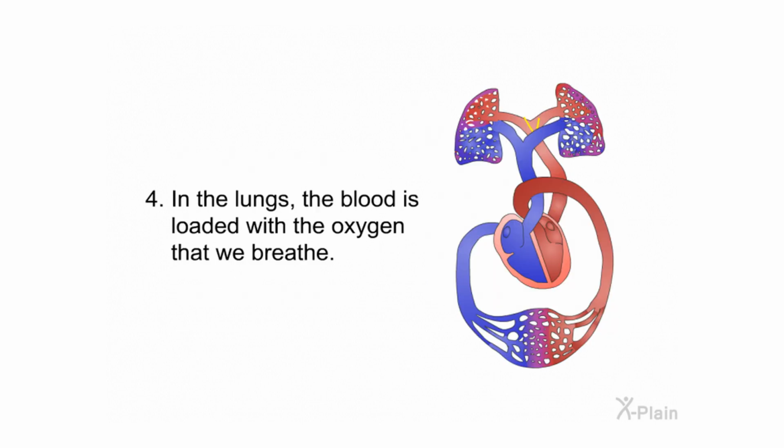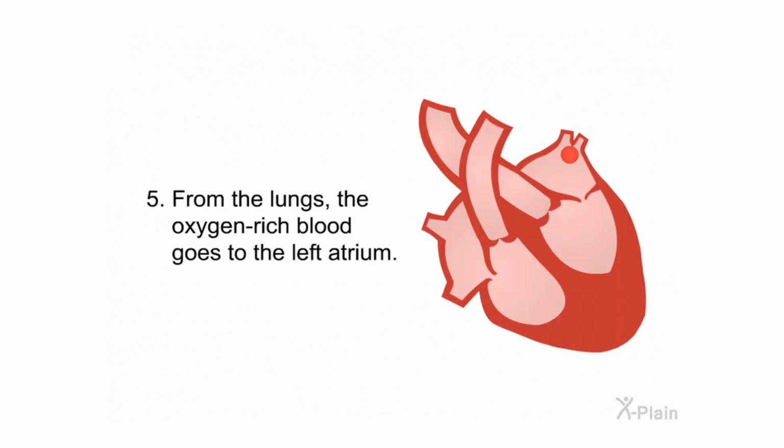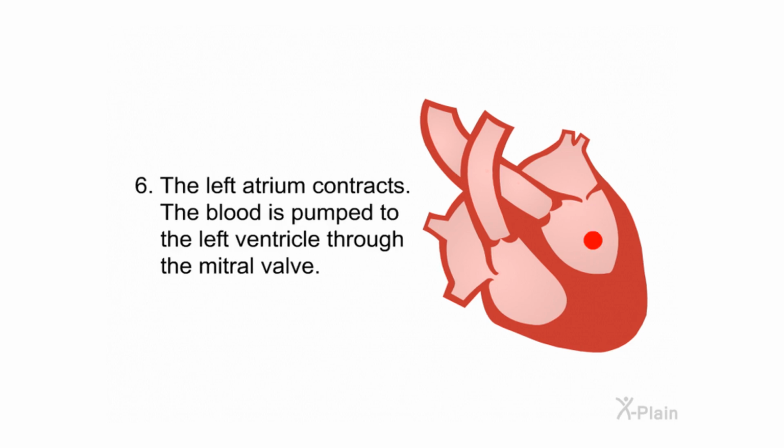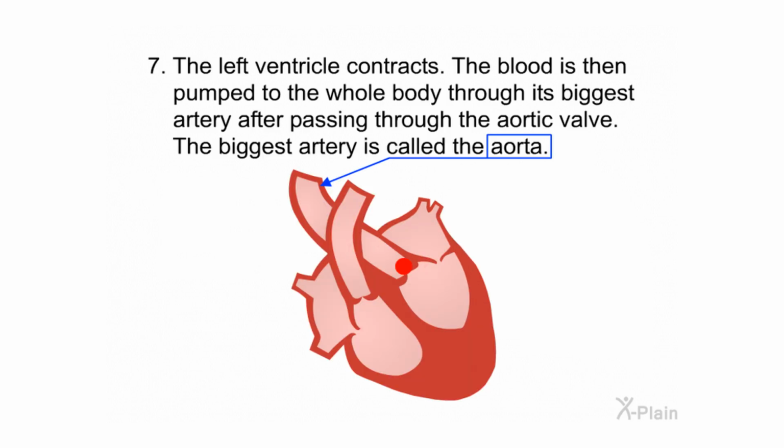4. In the lungs, the blood is loaded with the oxygen that we breathe. 5. From the lungs, the oxygen-rich blood goes to the left atrium. 6. The left atrium contracts. The blood is pumped to the left ventricle through the mitral valve. 7. The left ventricle contracts. The blood is then pumped to the whole body through its biggest artery after passing through the aortic valve. The biggest artery is called the aorta.